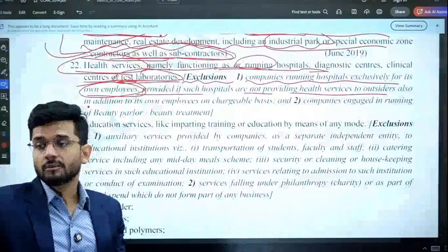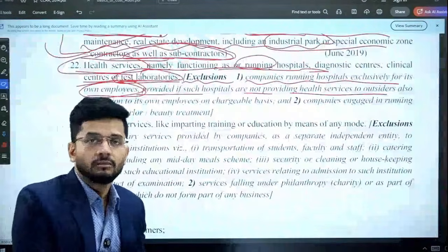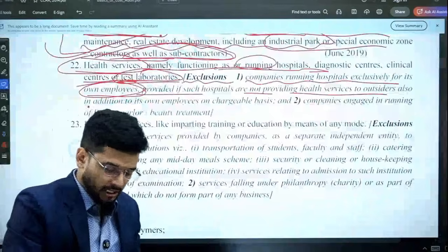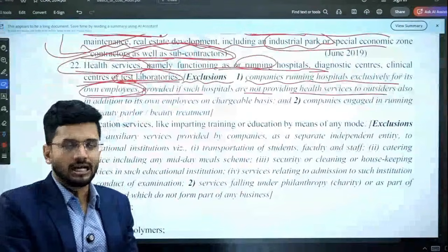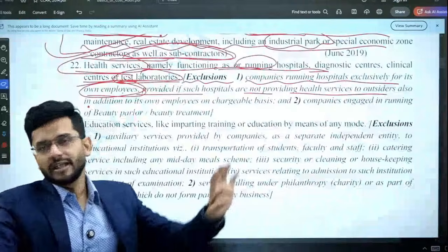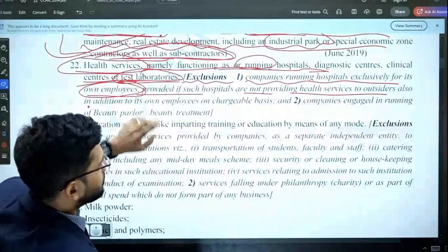So if the hospital is not for a commercial purpose, not only for commercial things and to earn money, the objective is not that, and it is only for employees, then you need not prepare cost records and cost audit for this particular hospital. That is the exclusion number 1.